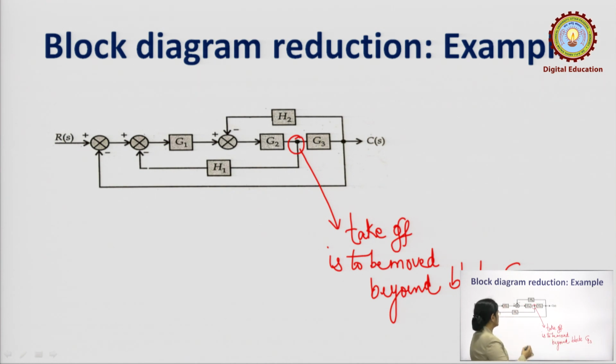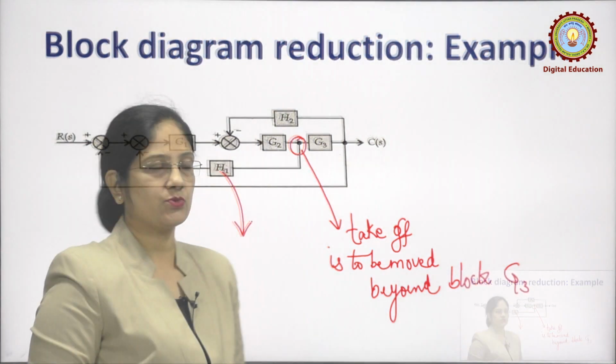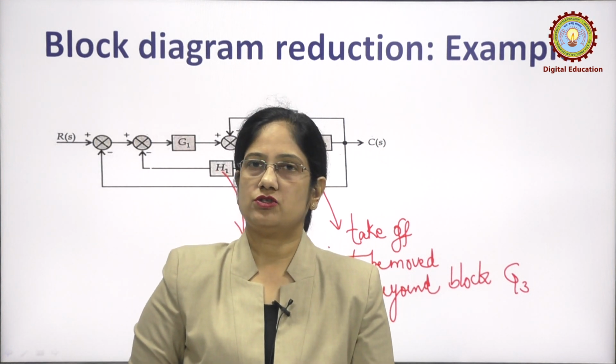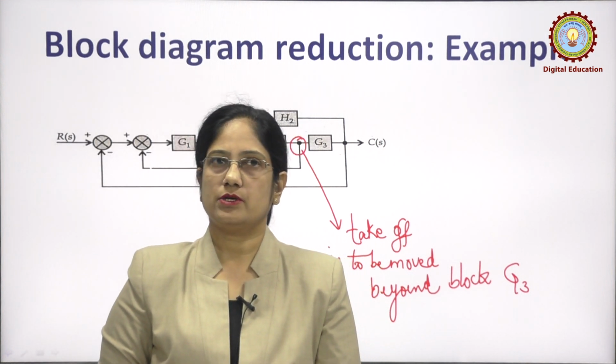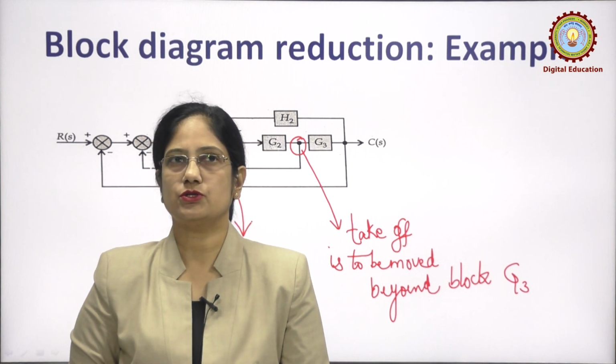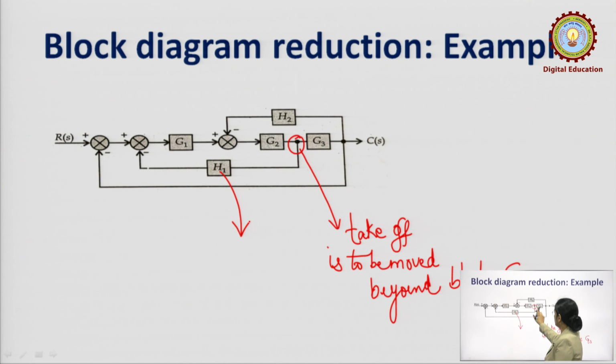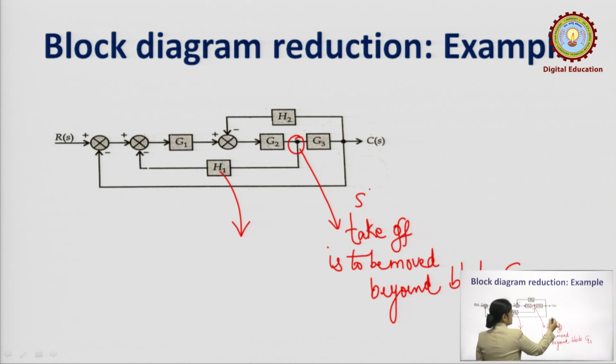So, what is the result here? What happens to this block once it has been moved there? It becomes H1 divided by G3. H1 divided by G3 is an additional block. With the help of this, we will be able to solve the cascade of G2 and G3. Then after that, what is the next step? So, in step 1 we are going to do this. This would be step 1.